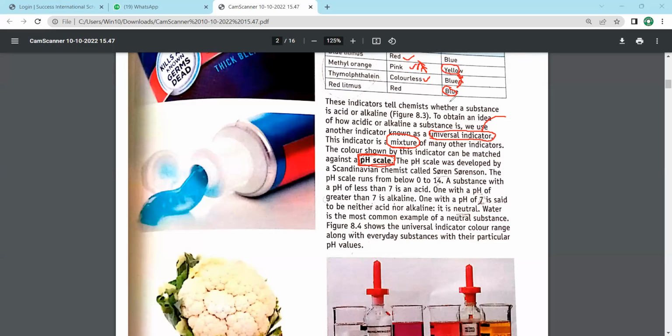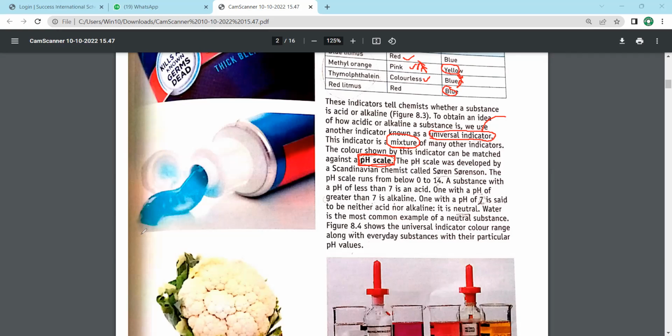The indicator tells a chemist whether a substance is acid or alkaline. To obtain an idea of how acidic or alkaline a substance is, we use another indicator known as universal indicator. Universal means an indicator that is a mixture of two or three indicators. The color shown by this indicator can be matched against a pH scale. So what is a pH scale?